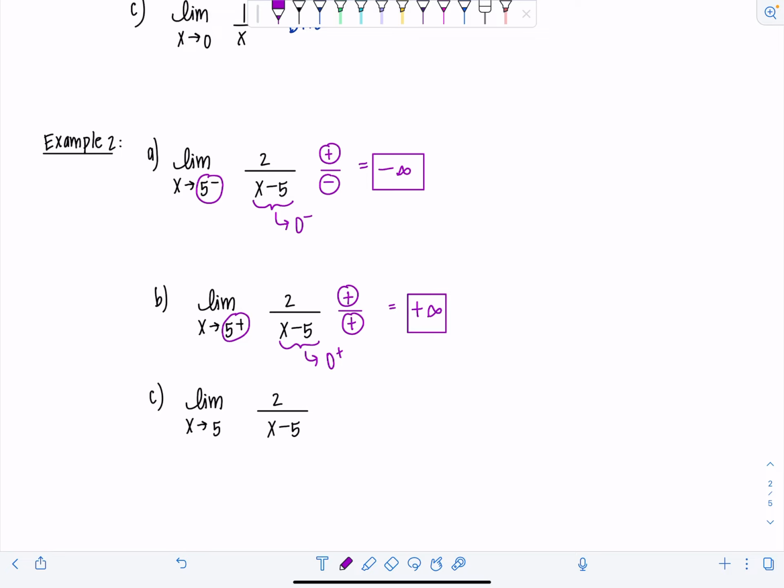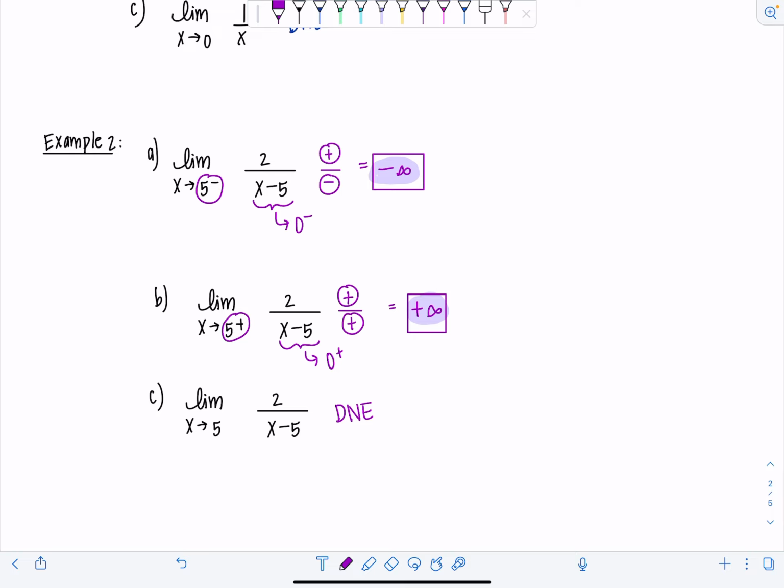All right, good. And then last one is the limit as x approaches 5. I'm not specifying from which side, of 2 over x minus 5. And as we saw, the limit from the left side of 5 does not equal the limit from the right side of 5. So this means this last limit does not exist.